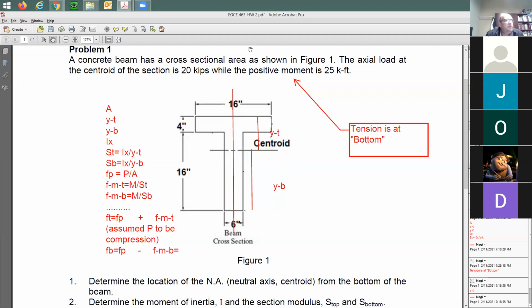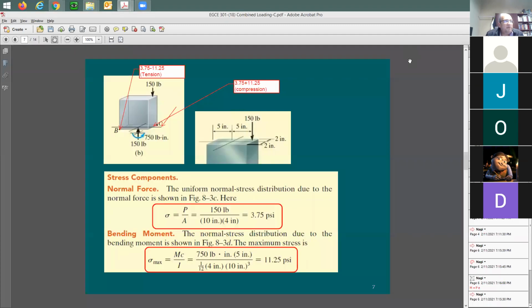Now let's move to the types of pre-stressing.